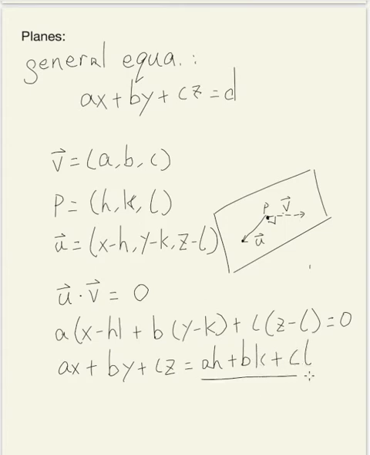Now this is the d part in our general equation, so let's just call that d, because since h, k, l is arbitrary, ah plus bk plus cl is arbitrary. So we get the general equation ax plus by plus cz equals d. So that's where the general equation for a plane comes from.